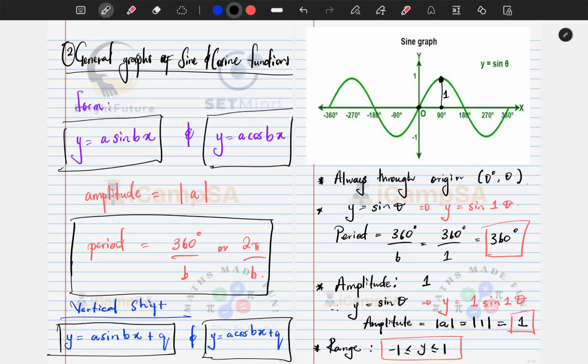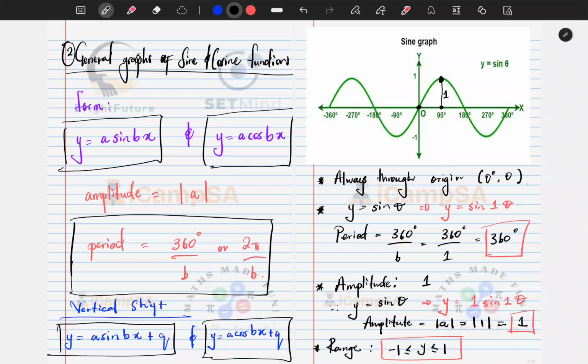Great. So here we've covered very important concepts, right? We now know that the graph of sine will always pass through the origin. We know that the period of the sine graph is 360. We also know that the amplitude of the general sine graph is going to be 1, and the range is -1 to 1, right? However, it won't always stay like this, right?